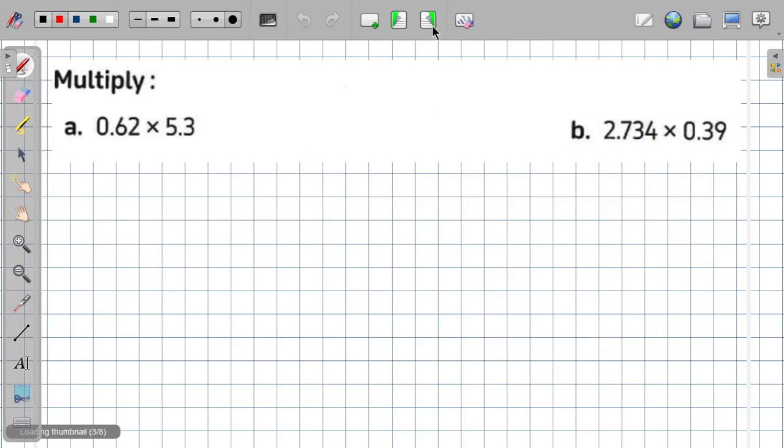Let's try another one. I have 0.62 by 5.3. So ignore the decimal point. So I have 6, 2 by 5, 3. Okay. First, I will multiply by 3. So I have 3 by 2 equals 6. 3 by 6 equals 18. Next, I will add 1 0. 5 by 2 equals 10. So I have 0 and carry up 1. 5 by 6 equals 30 plus 1 equals 31.